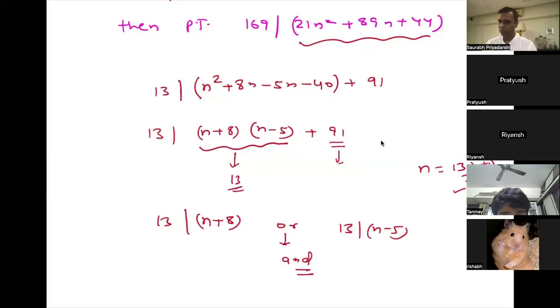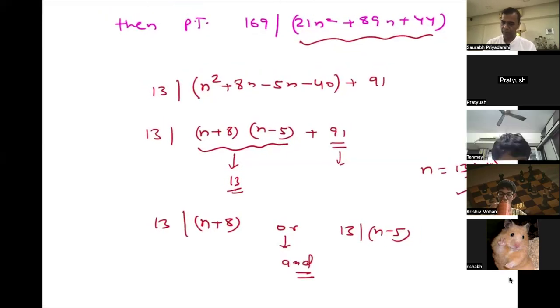Okay. Pratyush, what have you done? Sir, I just put 13 and plus 5 in the equation and found all the terms to be divisible by 169. Very good. So I expanded it and it got divisible by 169. Okay, not bad.